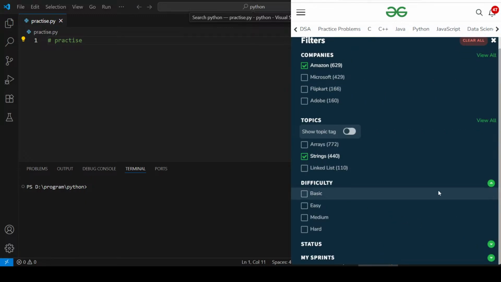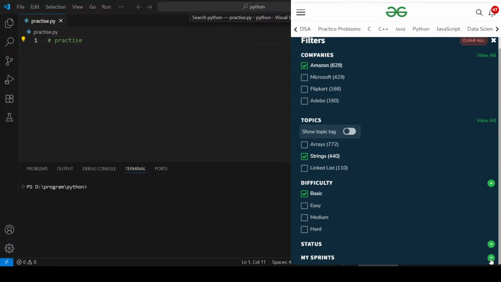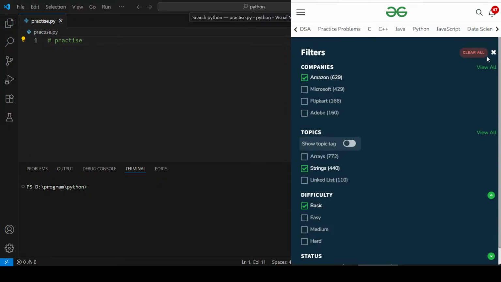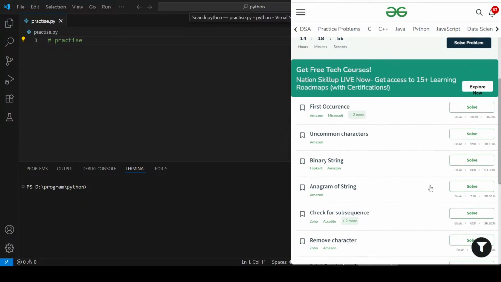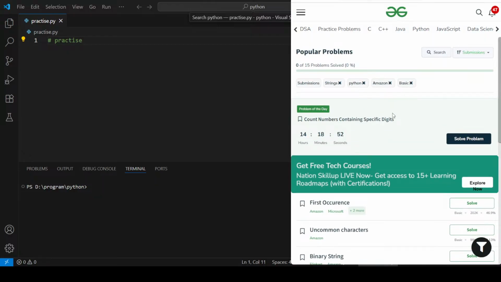Difficulty level, what to do? It is basic. Attempt, nothing to choose. Amazon. Array basic. First occurrence. Let's try to solve this one.